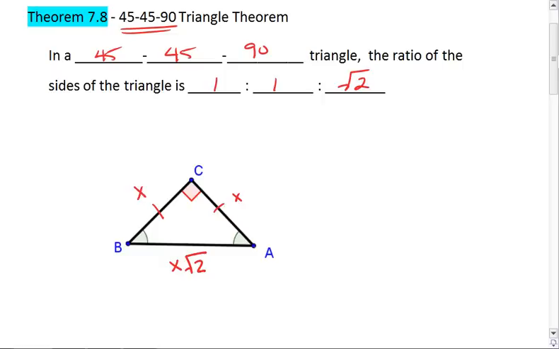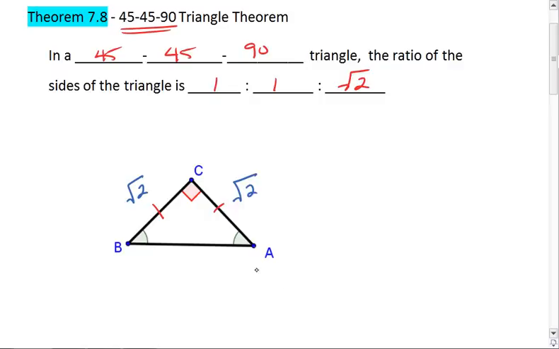Let's look at a couple examples before I let you try one on your own. So if one of the legs was, let's say, actually we'll put it as the square root of 2. That means the other leg is also the square root of 2, and the hypotenuse is the square root of 2 times the square root of 2, meaning it's just 2.